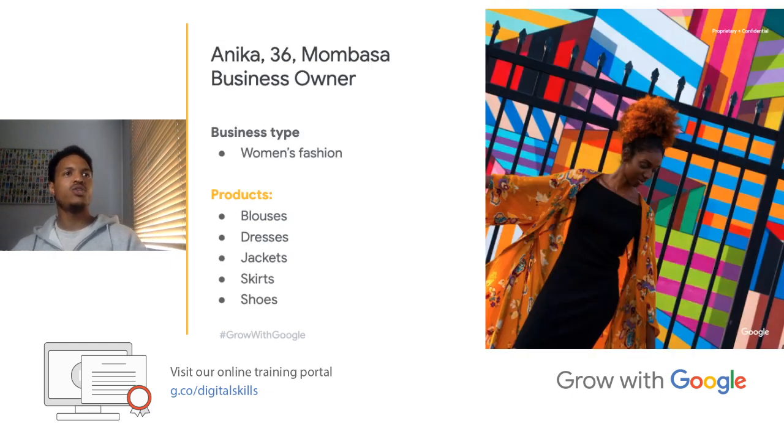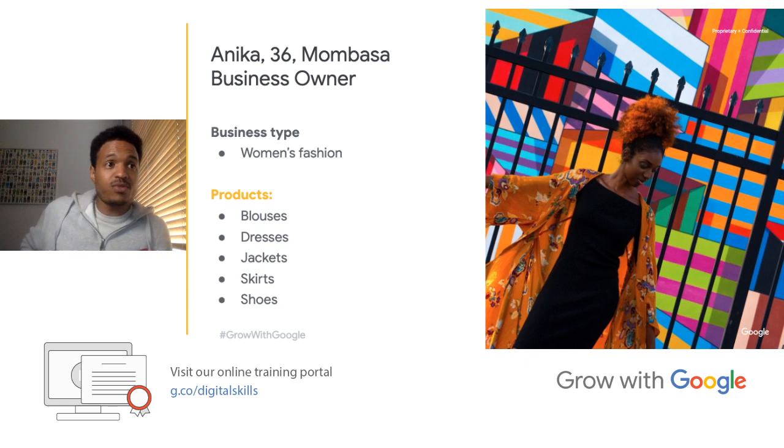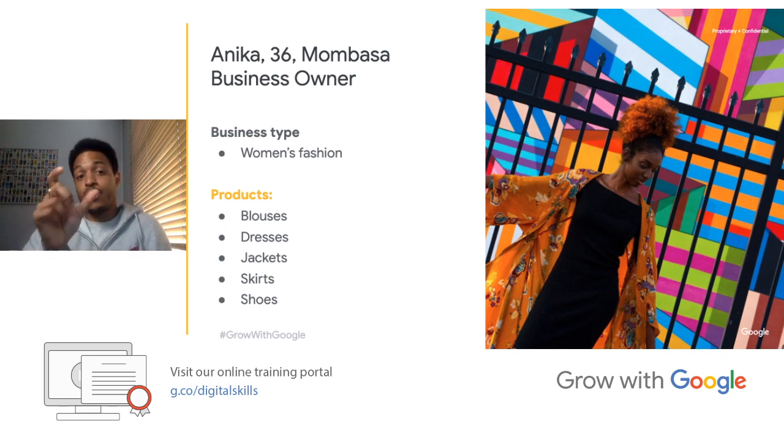So I'm just going to bring up a quick example here. We've got Anika, who's 36, she's from Mombasa, and she's a business owner. And what she does here is she sells women's fashion. And there are many, many different products that she sells. So we've got blouses, dresses, jackets, skirts, shoes, all of those different things. Now, what she could do really is go into Google Trends and put in these keywords, and she can see how well they have done over time.